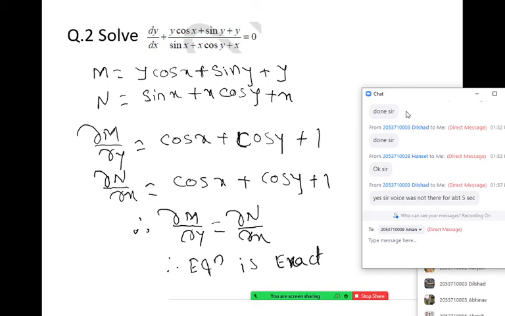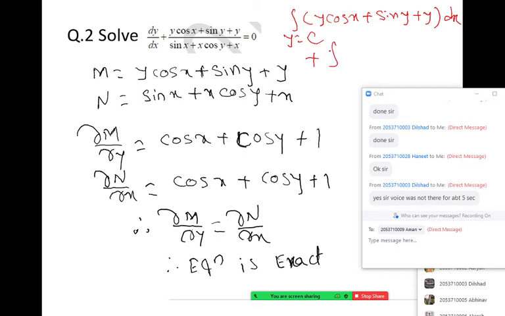So I hope you have all seen the exact part. Now let me show the solution part, the second part. I'll change the ink. So now the formula is integration of M dx, where M is y cos x plus sin y plus y. So integration of M dx, treating y as a constant, plus integration of the terms of N that are free from x.